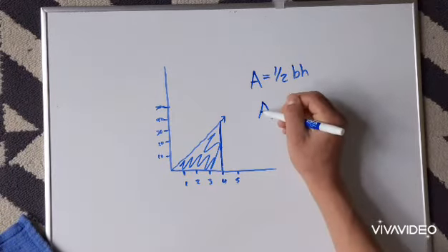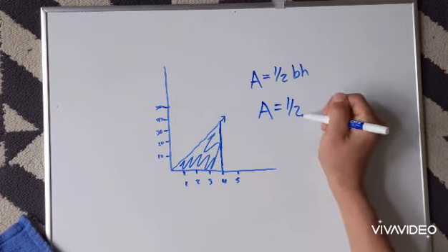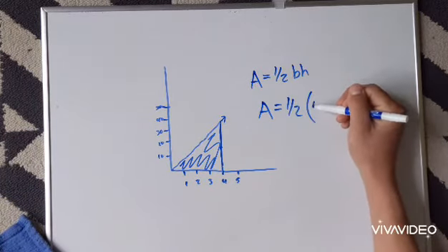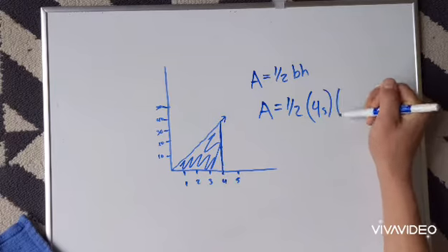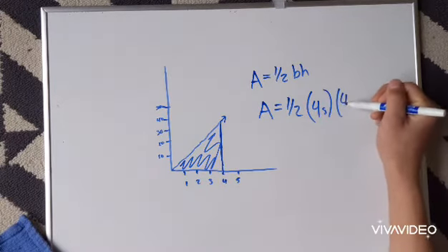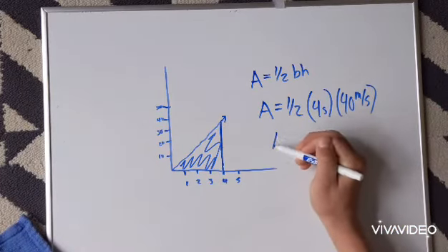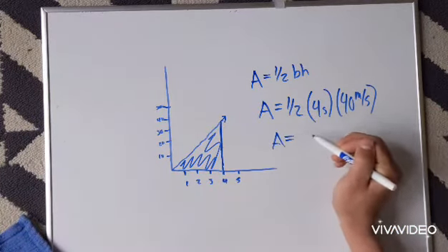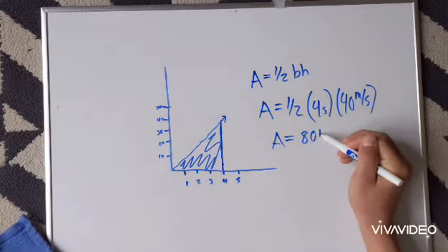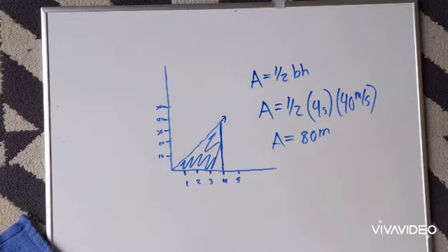So now let's fill it in. 1/2, 4 is still time here, 4 seconds times 40 meters per second. Multiply all this out. A is equal to 80 meters, with these seconds canceling out.